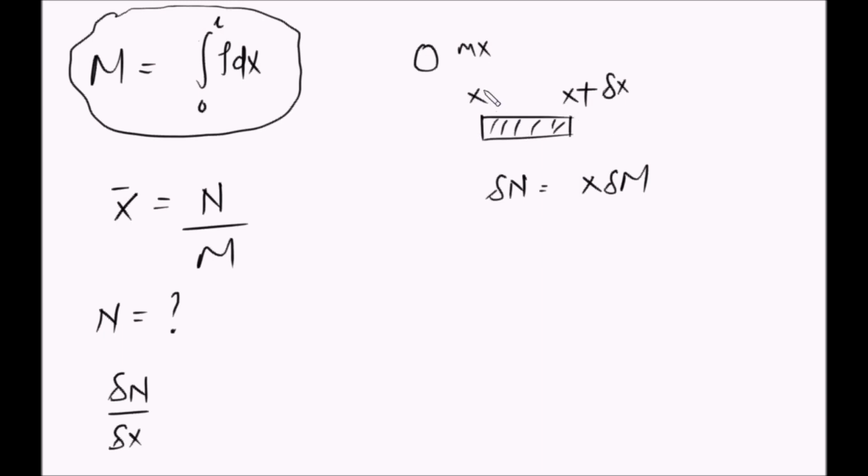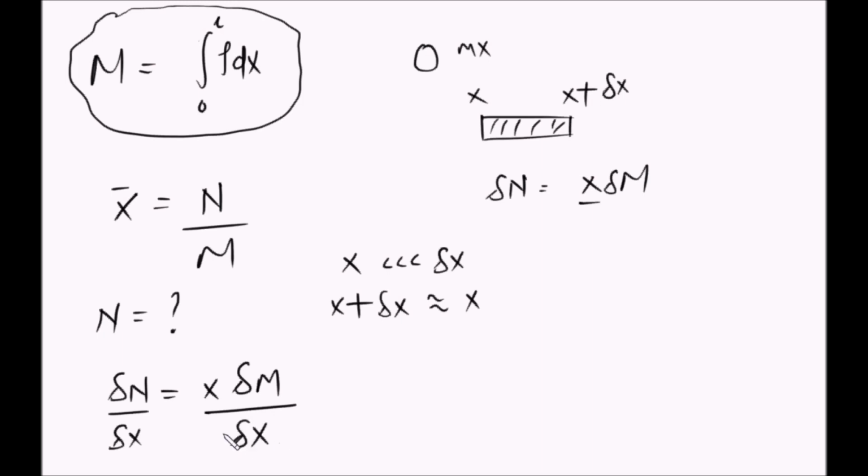So I want to ask: why did you use x instead of x plus delta x? It is because delta x is very small compared to x, so x plus delta x is approximately equal to x. For example, if x is 5, then delta x is 0.005. So 5 plus 0.005 is 5.0005, which is approximately equal to 5. So I just consider x. So delta n over delta x equals x times delta m over delta x. But delta m over delta x is mass over distance, what is that? It is the linear density rho.